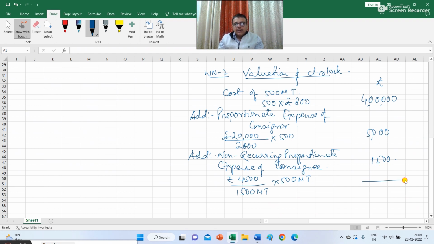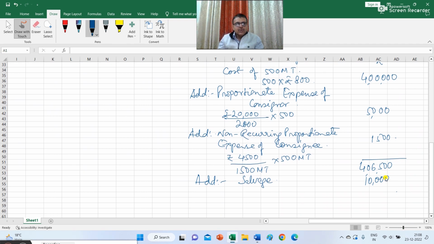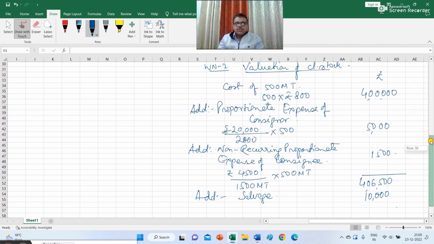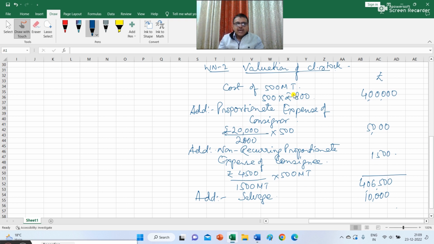So the sum total of these three figures is 4,06,500. With this figure, we have to add the amount of salvage. So in working note number 1, I have shown you the amount of salvage is 10,000 rupees. So this will be added with the closing stock. So the first figure is 4 lakh, which is the cost of 500 metric ton which was lying with the consignee. That will be valued at cost, that is 500 metric ton multiplied with rupees 800 per ton. So total cost for 500 metric ton is 4 lakh rupees.